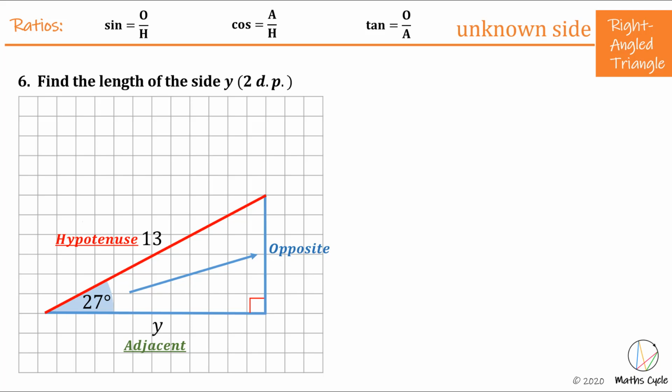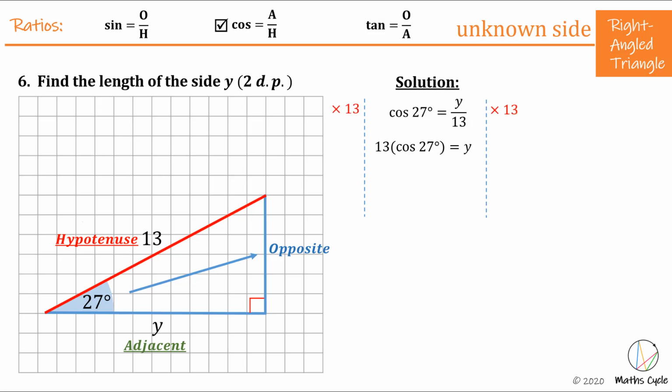So which ratio this time uses adjacent and hypotenuse? If you look to the top there, you can see this time we're going to use cosine. So using the ratio cosine to build our solution, we know that the cosine of 27 degrees equals y over 13. So solving that using our balancing method, we're going to multiply both sides by 13. And so we have 13 times the cosine of 27 degrees equals y.